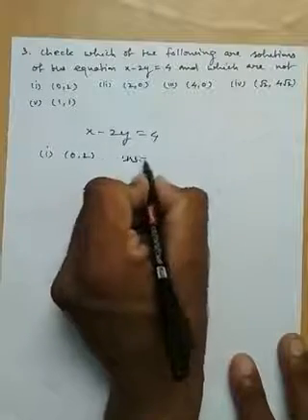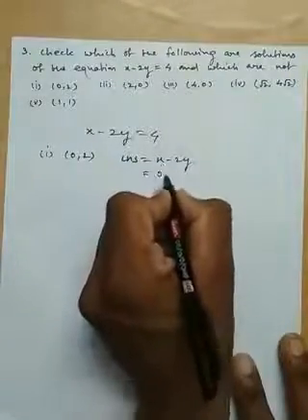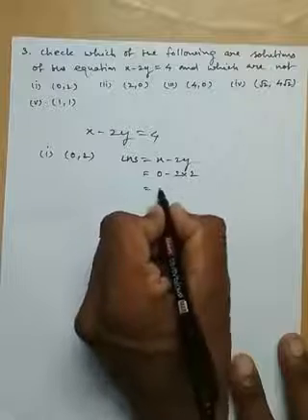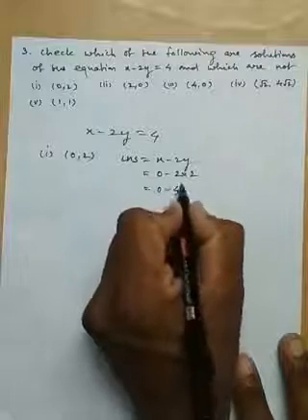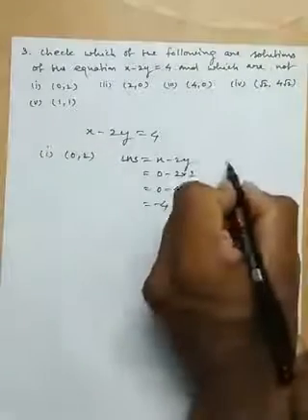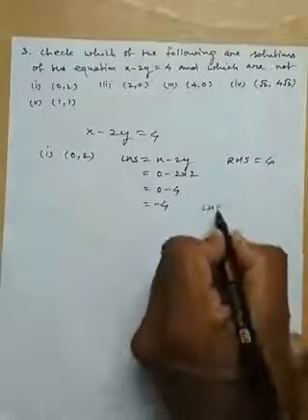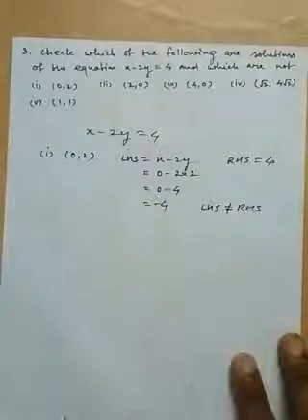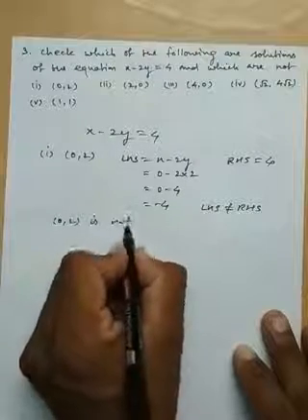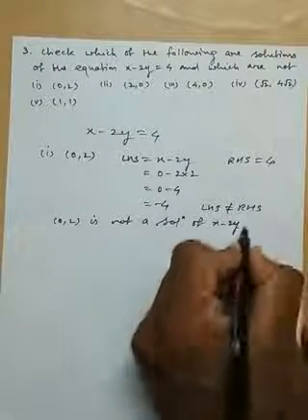So in the LHS part, here LHS is x minus 2y. Put the values of x as 0, minus 2 into the value of y, which is 2. So 0 minus 2 into 2 is minus 4. And here the RHS is 4. So LHS is not equal to the RHS. Then it is not a solution. So (0, 2) is not a solution of x minus 2y equal to 4.